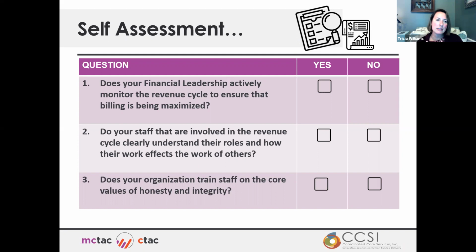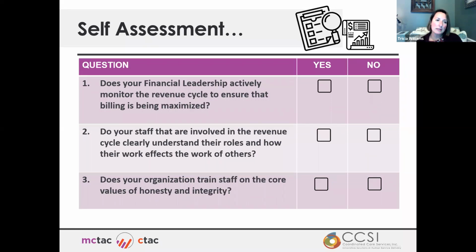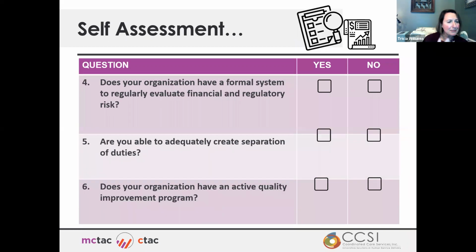Does your organization train your staff on the core values of honesty, integrity? And again, we go back to everything that we're doing. We want to make sure we always go back to what our core values are, and honesty and integrity are something that's really important as we move through this process. So then question 4, just about that formal system of evaluation. Are we able to adequately create that separation of duties? So again, going back to, do we have some guardrails and some really good expectations about what our staff are doing? And does your organization have an active quality improvement program?